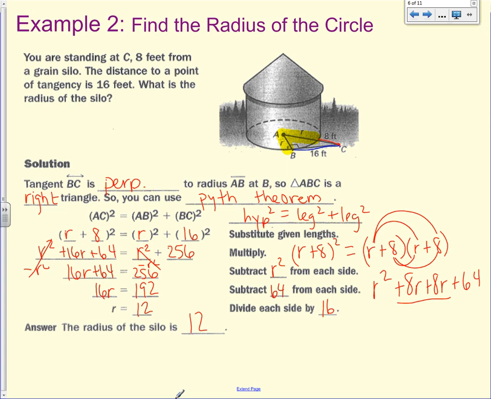I need to go look and see if I have any units. And I notice 16 feet up here, so that means this is 12 feet. My hypotenuse is not 12 feet, guys. My hypotenuse is 12 plus 8, which is 20. So the hypotenuse is still the longest side of that triangle. It's just this inside radius here is going to be 12. All right, let's keep going and take a look.